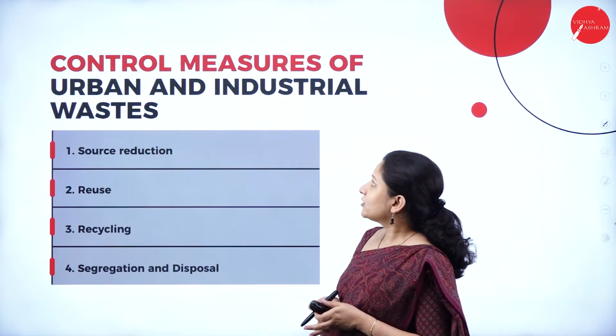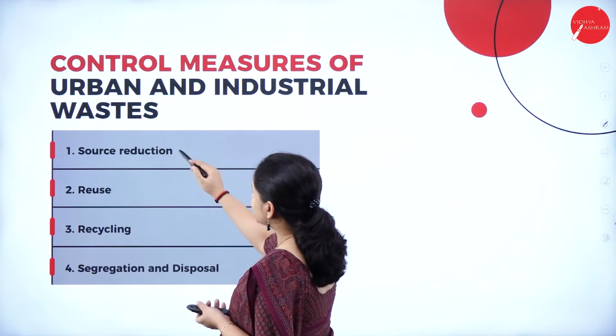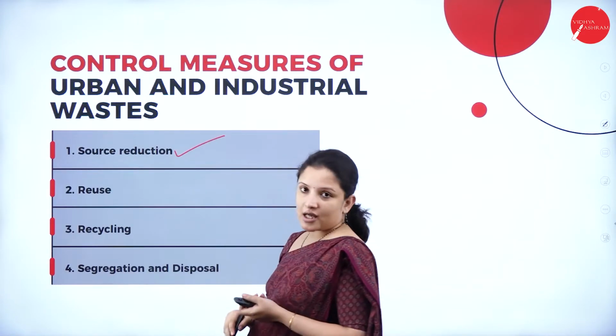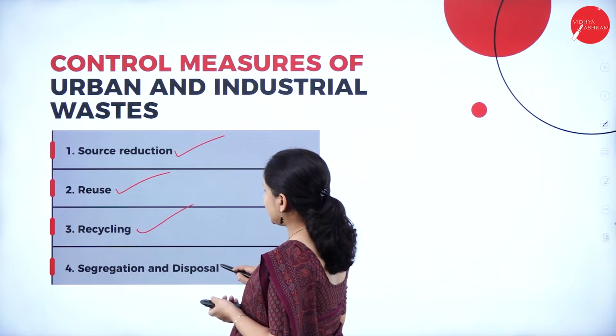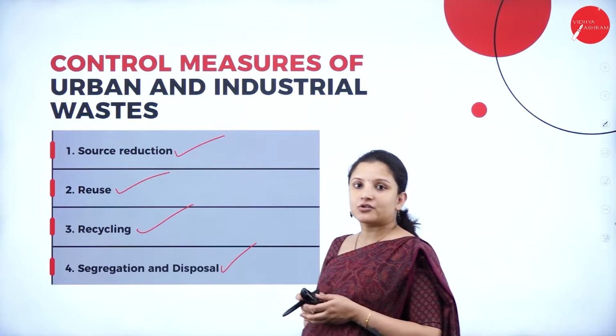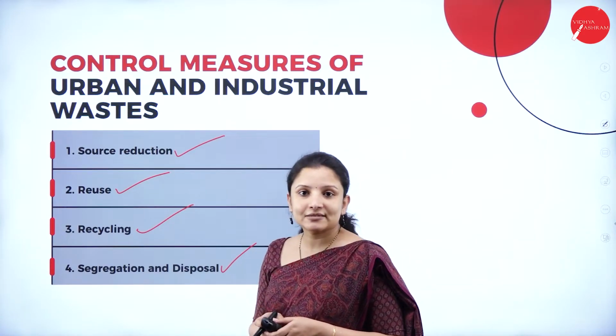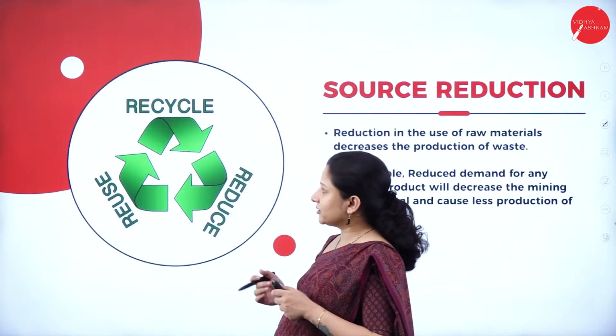Next, talking about control measures of urban and industrial waste. First is source reduction. Next is reuse, recycling, and last is segregation and disposal. We all have heard about it, right? Reduce, reuse, recycle. So that is about these. Last is segregation and disposal.